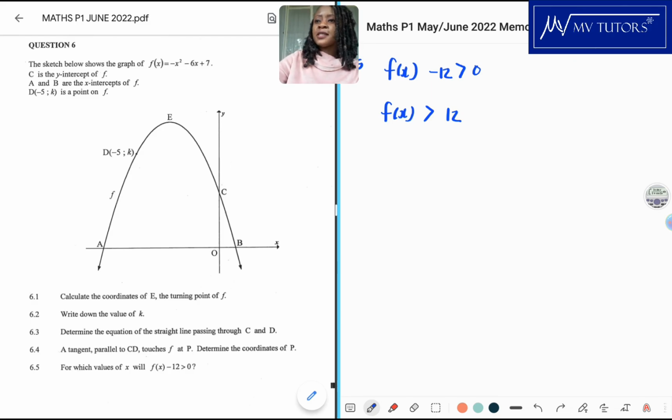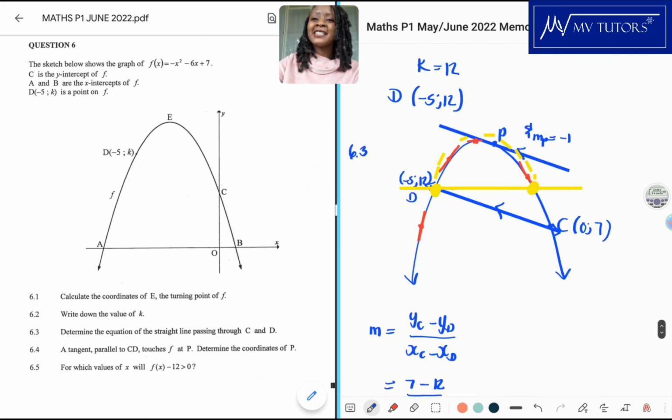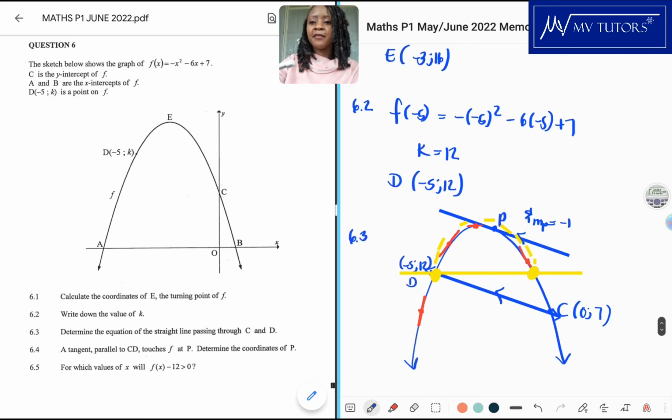Cool. So basically f of x, just say minus x squared minus 6x plus 7 minus 12, and then you just make it bigger than 0. You can just solve from there. You don't have to complicate your life. But I feel like the easiest way is to look at this to say the one value is -5, and if I take this line y is equal to 12 and I substitute it into the equation, I will get what the other x value is.